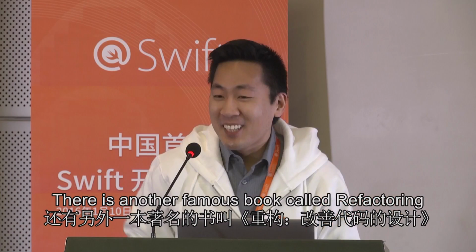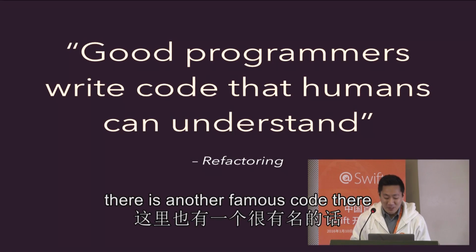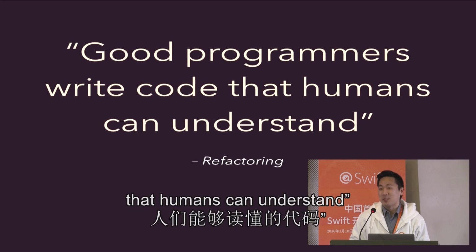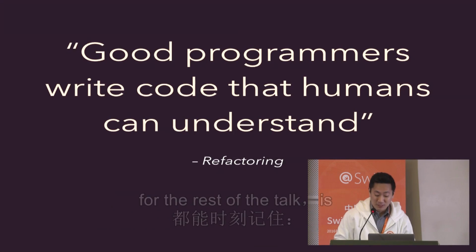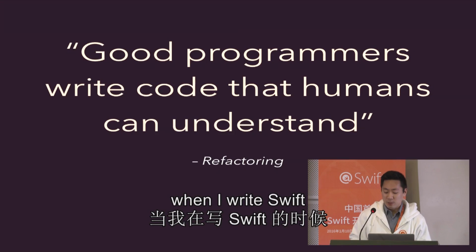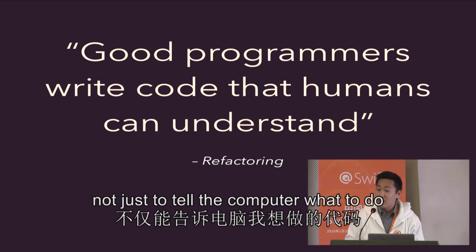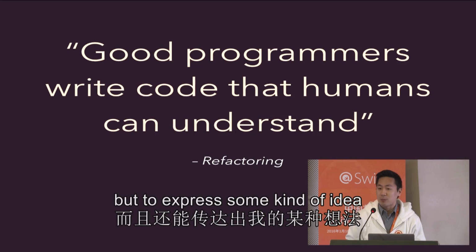There's another famous book called Refactoring, and there's another good quote there. Good programmers write code that humans can understand. So that's what I want you to keep in mind, and I want everyone to keep in mind for the rest of this talk, is when I write Swift, how can I write it not just to tell the computer what to do, but to express some kind of idea?